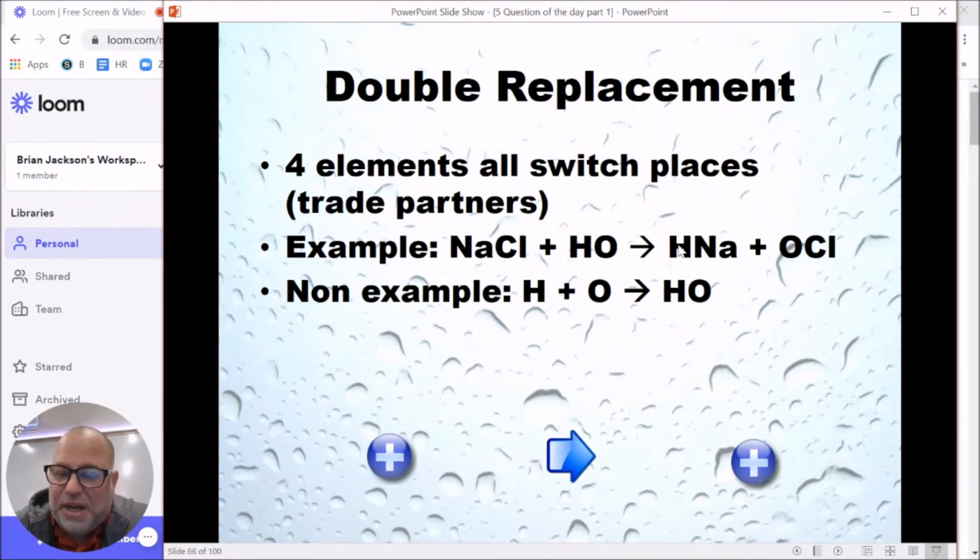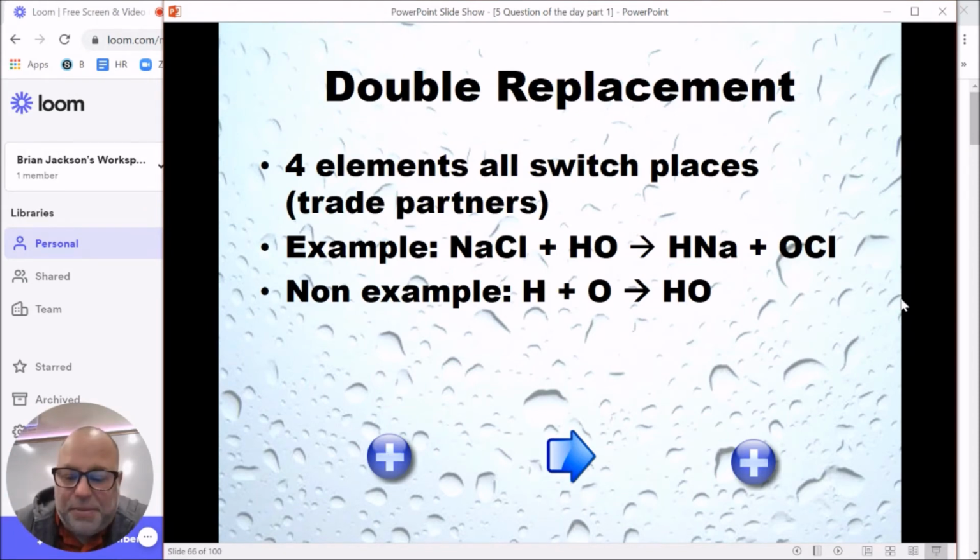A check on the other side. Hydrogen and sodium, oxygen and chlorine. No one is alone. That's all you need to know, right? That makes it double replacement. So if you're trying to identify these, plus over here, plus over there, no one type of element is all alone anywhere. That makes it double replacement right there.